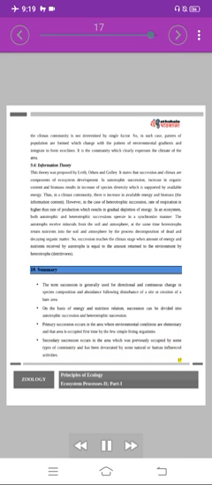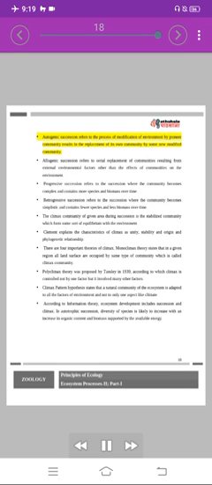Autogenic succession refers to the process of modification of environment by the pioneer community, which results in the replacement of its own community by some new modified community. Allogenic succession refers to serial replacement of communities resulting from external environmental factors other than the effects of communities on the environment. Progressive succession refers to the succession where the community becomes complex and contains more species and biomass over time. Retrogressive succession refers to the succession where the community becomes simplistic and contains fewer species and less biomass over time.